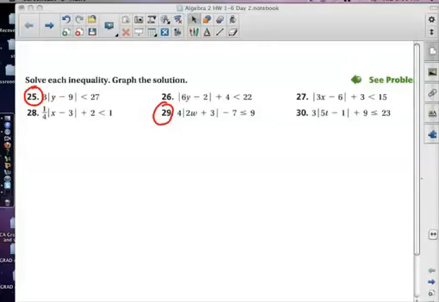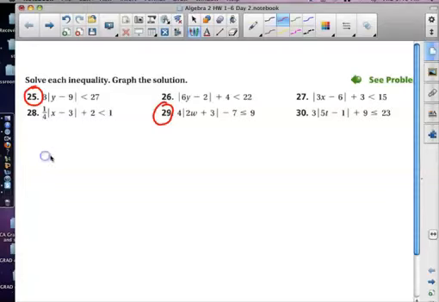These are the most frequently asked homework questions from Algebra 2, Section 1-6, Day 2, starting with number 25. I'm not going to do any of the graphing of these. You certainly could do the number line for those. I don't see anybody having difficulty with that.